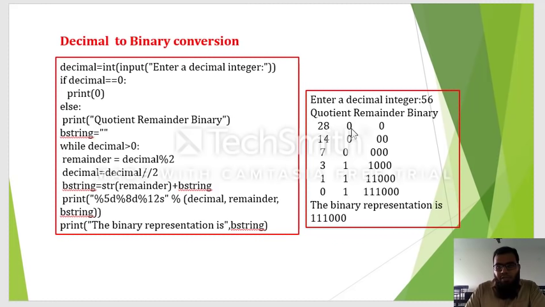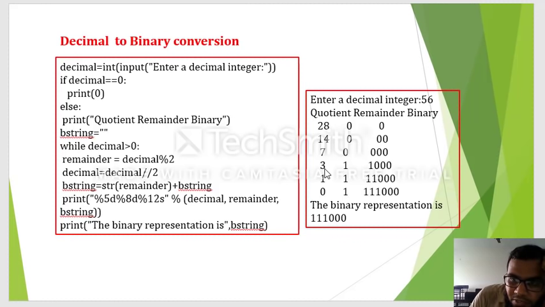You will get remainder as 0. And what is the binary number? 0. Next step, again divide 28 with 2. You will get quotient as 14 and the remainder is 0. And what is the number you can represent? 0, 0. Next, again divide 14 with 2. You will get 7 as the quotient and remainder is 0. Again you will get the answer as 0, 0, 0 here. Binary number representation is 0, 0, 0.